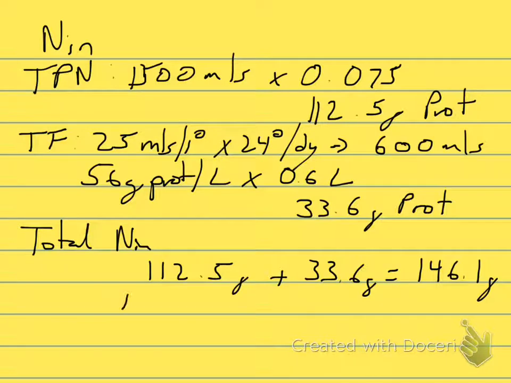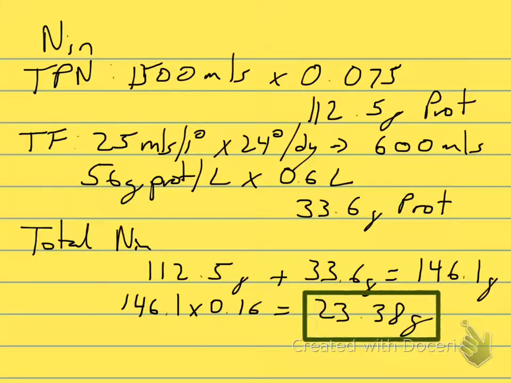So if I take 146.1 times 0.16 for my total nitrogen coming in, 23.38. Okay? I'm going to go ahead and highlight that. So that's our total coming in. So now we need to figure out how much we have going out.